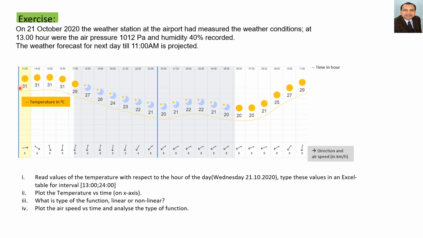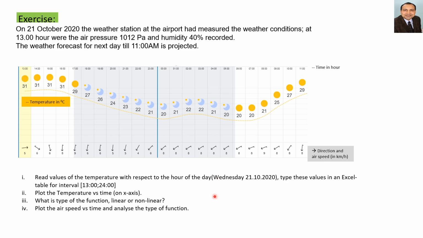So the temperature at 13 hours is 31, then at 18 hours 27, and then at 24 hours 20 degrees centigrade. Air speed is 5 kilometers per hour till 8 kilometers per hour. The arrow is a direction, and air speed and direction combined give you velocity. Velocity is magnitude and direction. Read the values of the temperature here with respect to time and then plot a graph in Excel.